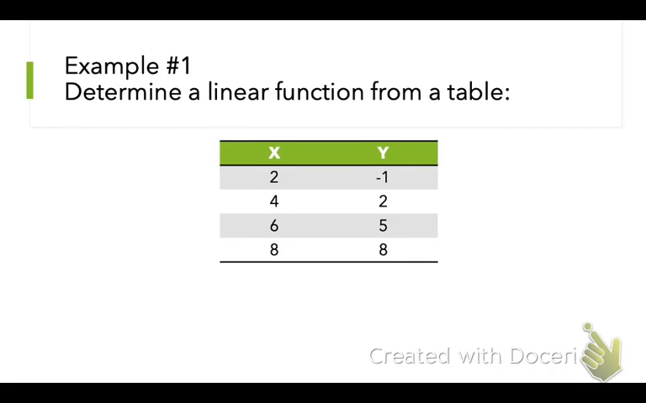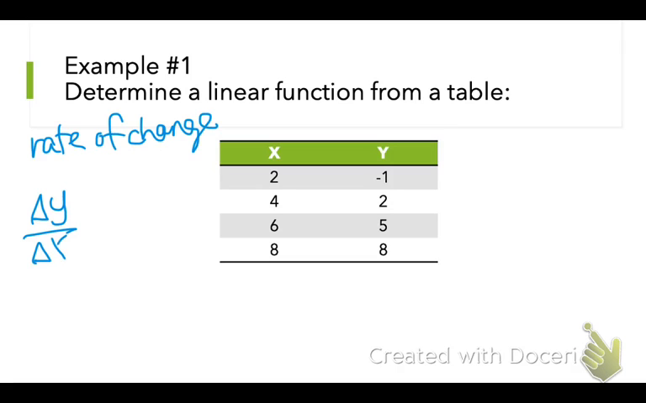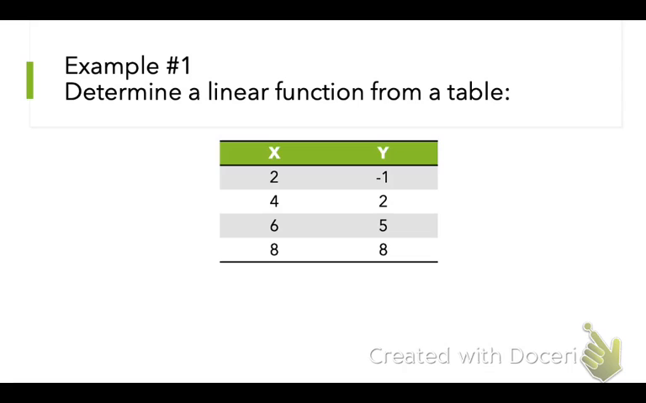We have the points under x are 2, 4, 6, and 8, and under y are -1, 2, 5, and 8. So the important piece here is that our rate of change is equal to our change in y over our change in x. That's how we find our rate of change. We could do it either from our x values first or from our y values. I'm going to do our x values and then our y values.